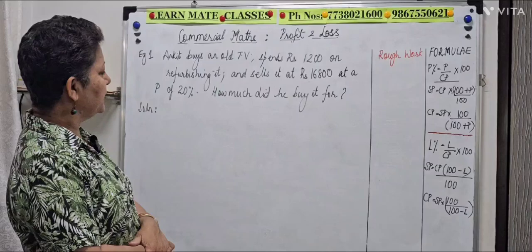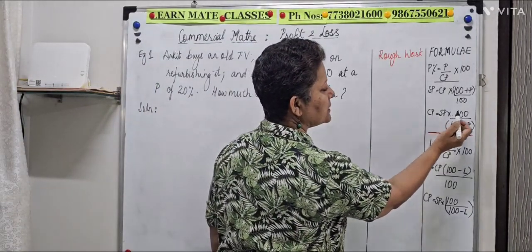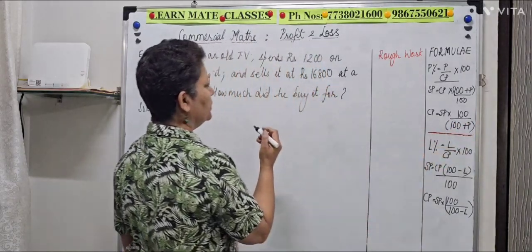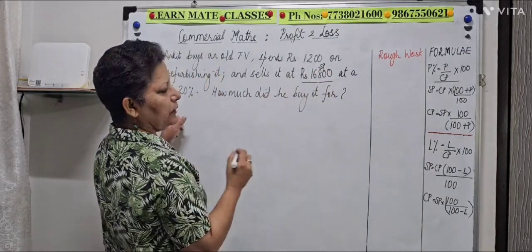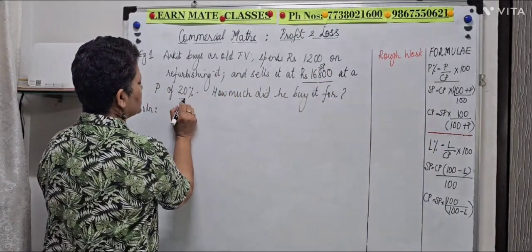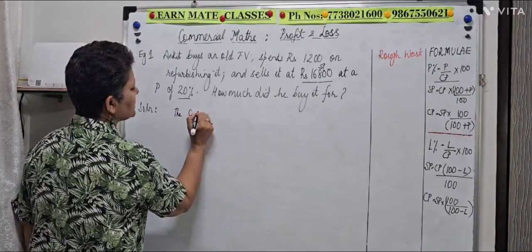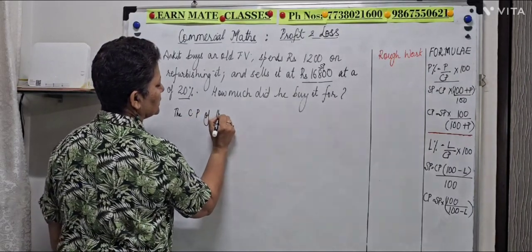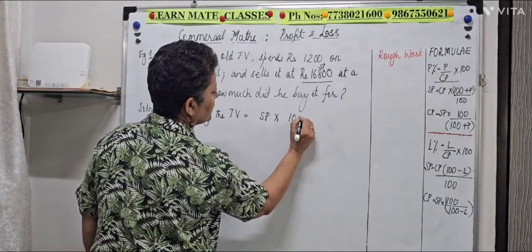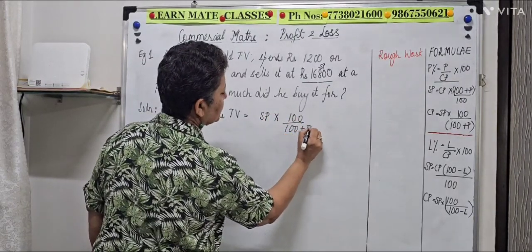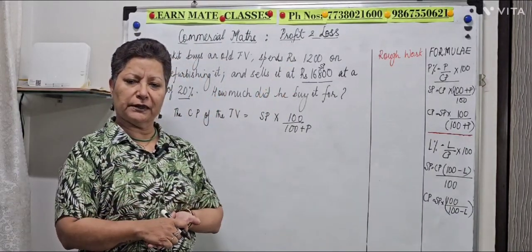Now, remember there was a formula that if I don't know the cost price, it can be calculated as selling price into 100 upon 100 plus profit. Do I know the selling price? Yes, he's selling it, so this is the selling price. Do I know the profit? I know the profit percent, so I can use this and I will be able to find out the cost price. So, the cost price of the TV would be equal to the selling price into 100 upon 100 plus profit. But then what to do with this 1200 rupees?